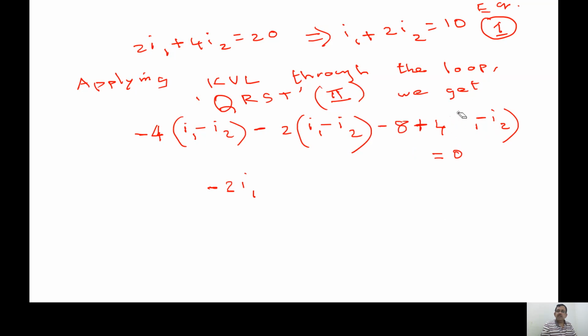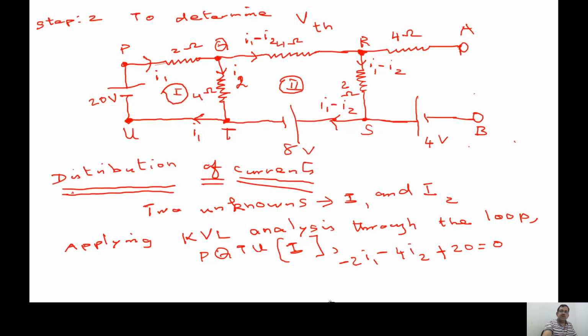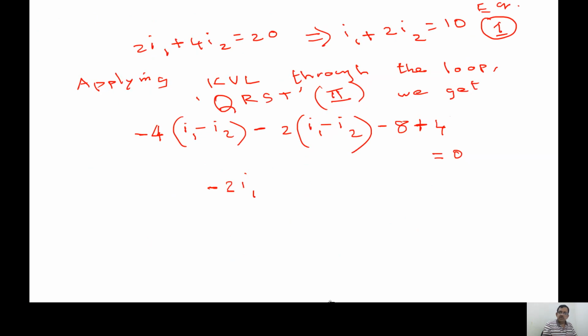How should I write? Is this I1 minus I2 on the sum? We have to see that. So let us look at the sum again. From QR, it becomes 4 into I1 minus I2, with a negative sign. Then in the arm RS, because the diagram is on the other screen, we take I1 minus I2. But in the arm T to Q, it is only I2. So I must consider only I2. That's where I missed.